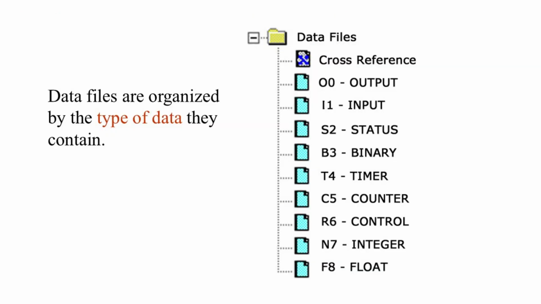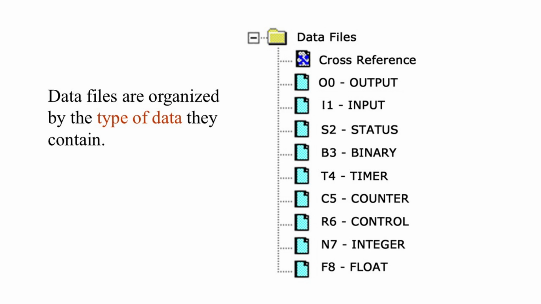Here we can see how the PLC organizes its data files. Each one is like a folder that holds a specific kind of information. At the top, we have the output file O0, which stores the on-off states of all outputs. Next is the input file I1, which holds the status of every input device connected to the system. Below that, you'll see files for status, binary bits, timers, and counters. These are all internal memory areas used by your program.